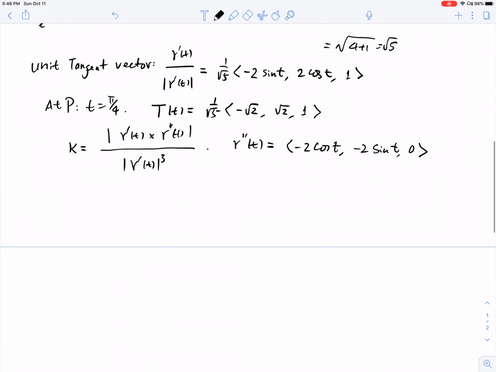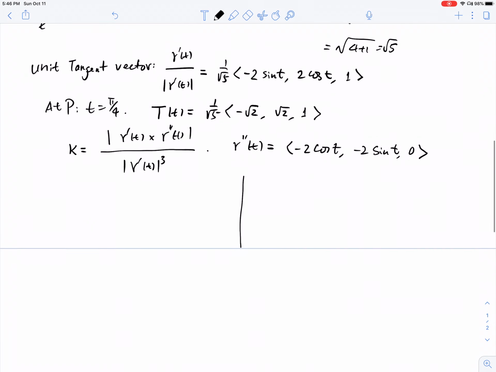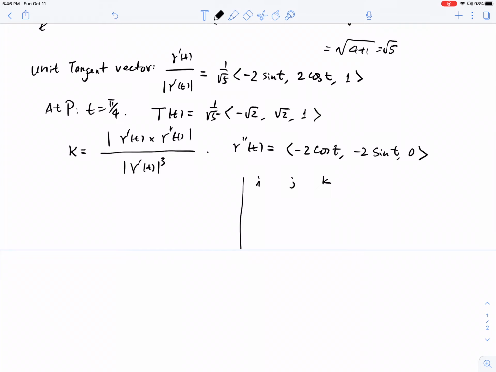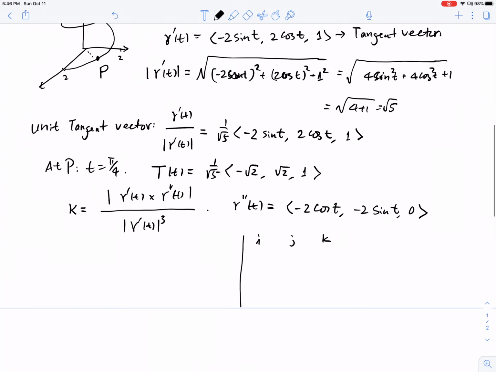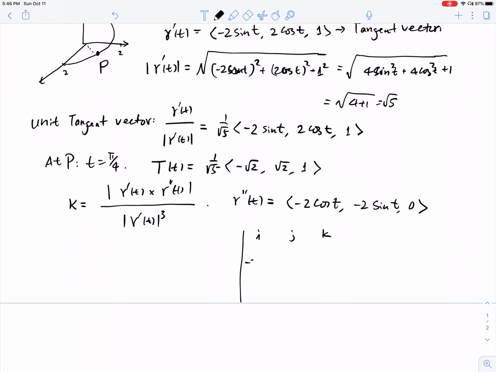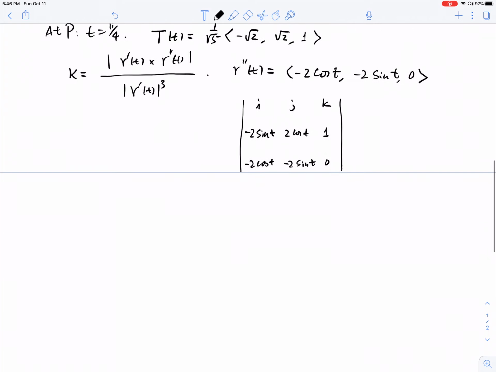Okay, so now we're going to find the cross product. It's a long computation. We have i, j, and k. Because we are taking the length, it doesn't really matter which one first, but let's put r prime of t first. So -2 sine t and 2 cosine t and 1, and then we have -2 cosine t, -2 sine t and 0. We haven't done this cross product for a while, so let's see if we can still remember. For the i component, we're going to have 2 cosine t times 0, and this one is negative, but it becomes positive. So we have 2 sine t i. This is not a dot product, it's just notation.